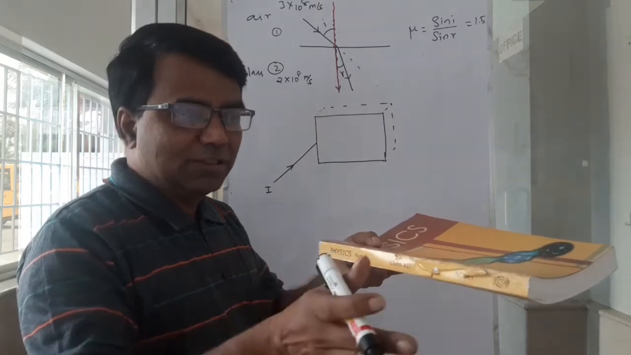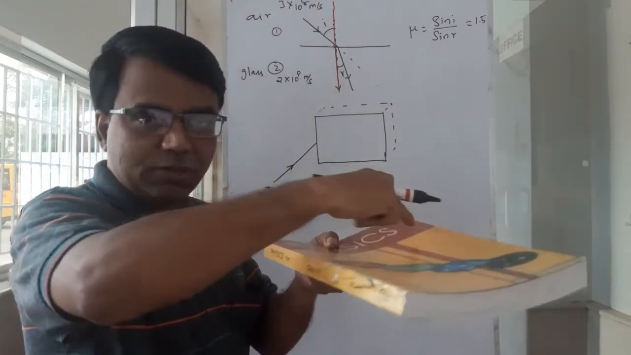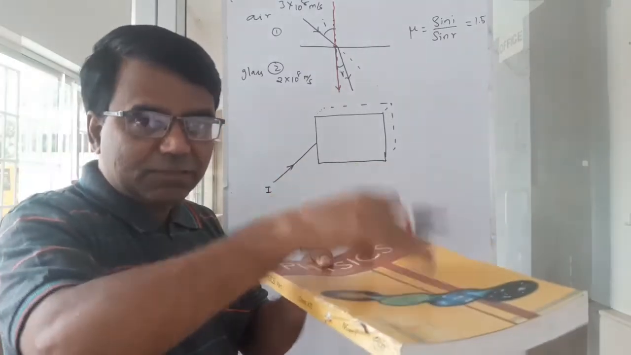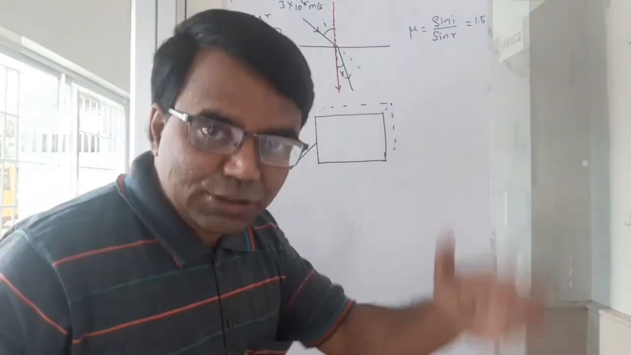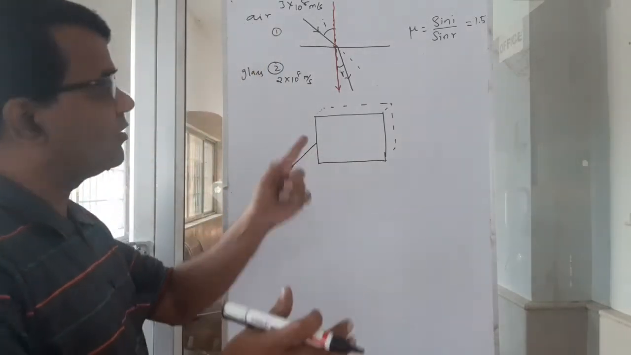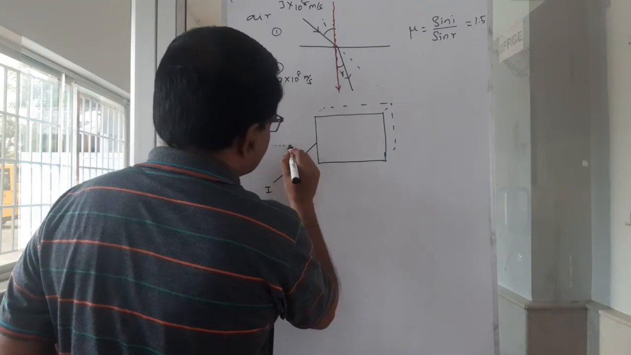Now this is one medium, air is one medium, and this is a different medium, glass. So now light will go into the medium. The speed will decrease here. As the speed decreases, it will bend towards the normal because R has to be smaller than I. So what is the normal? This is the normal, right? This is the normal.